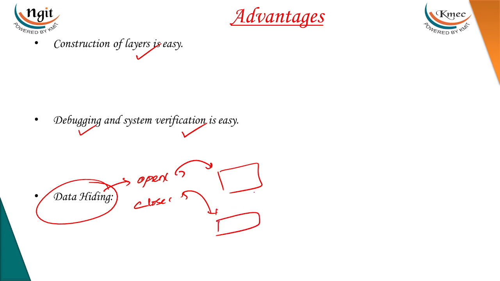Hence each layer hides certain data structures that are used to implement it, and certain operations and services provide certain data that is used by the higher level layers. So higher level layers don't see everything and don't need to know everything. What data hiding is and so on, we will see in the coming units.